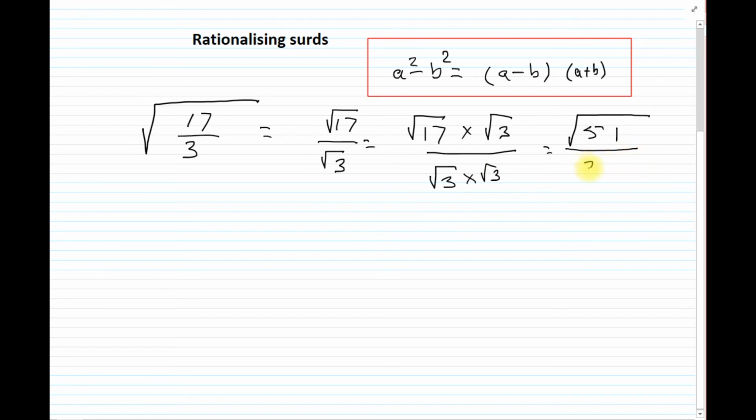So that's rationalizing fractions where the numerator may have a surd in it. The surd in the numerator is not an issue. It's important that we get rid of the surd in the denominator.